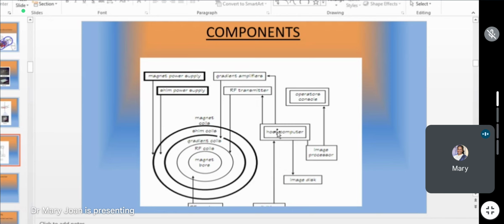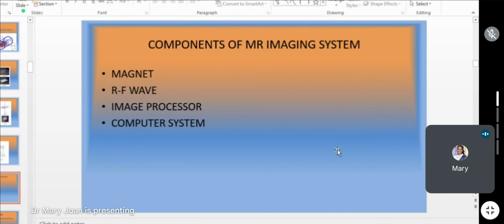So the host computer has information received from the receiver coils as well as the input coils, power supply, the magnetic field strength, the net magnetization vector, all those things. The net magnetization vector information we get from subtracting this information. And whatever signal we receive, we process in the image processor, and then we get the image in visible form.